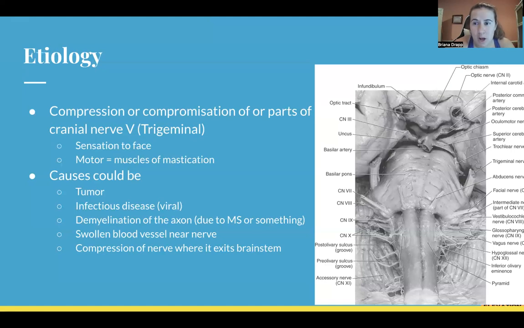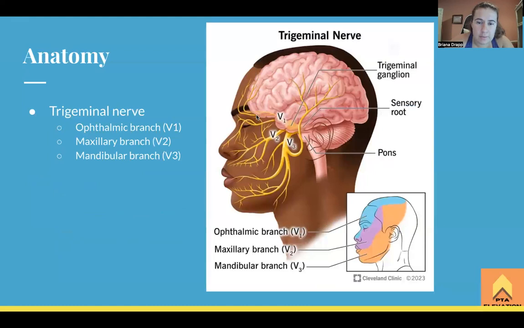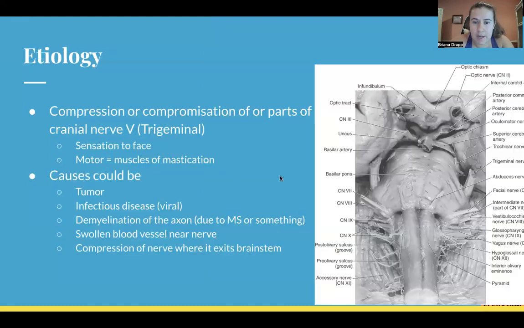That's probably one of the more common areas where you'll see it. And because it's right where it exits the brainstem, the entire face is going to be compromised because it hasn't branched off yet. So again, you'll either see compression of the entire trigeminal nerve right where it comes out, or of one of these vessels that's popping out, or one of these branches that are coming out of the various different areas.